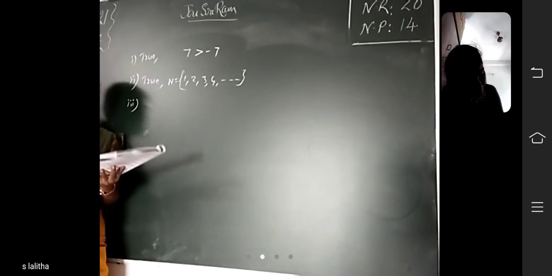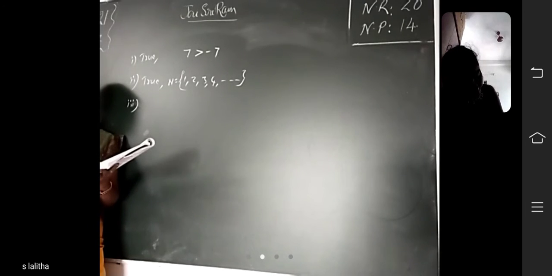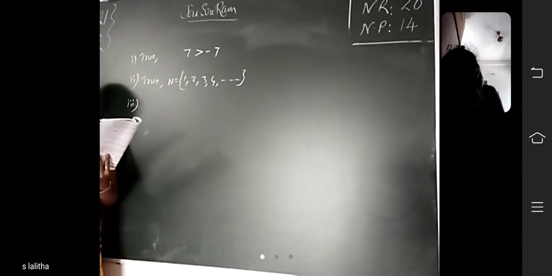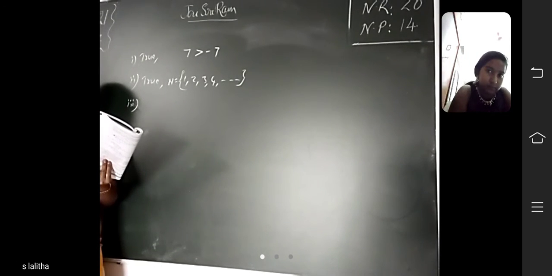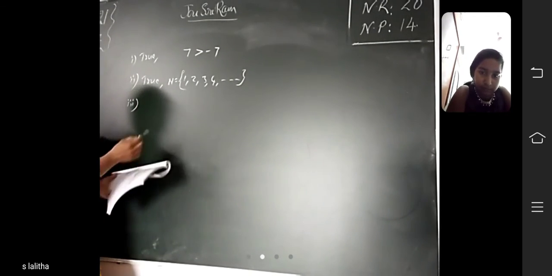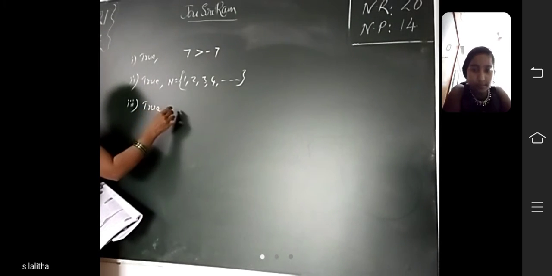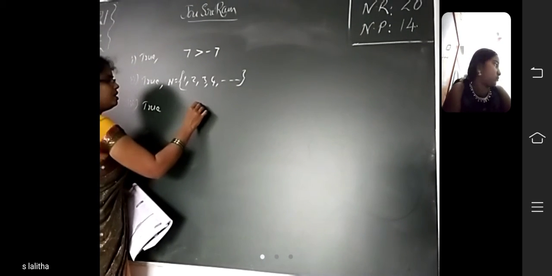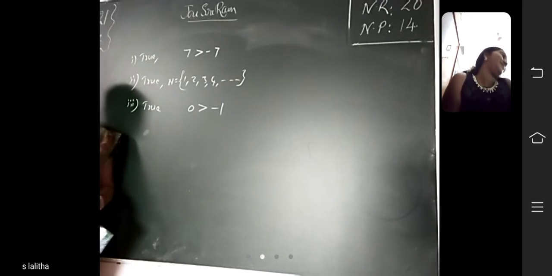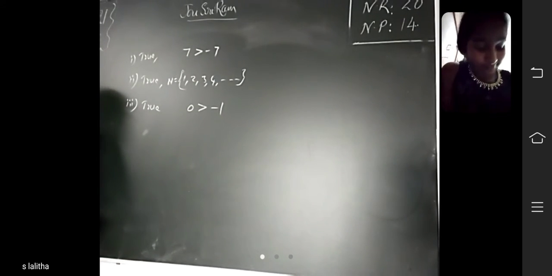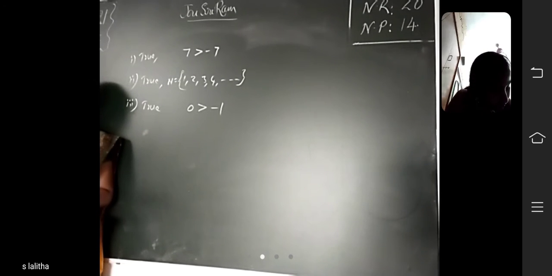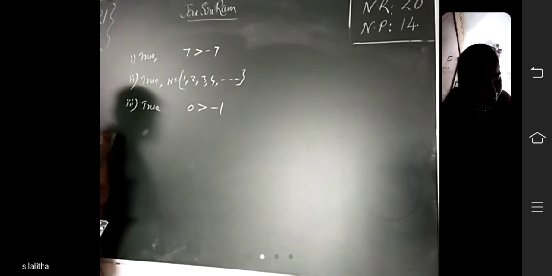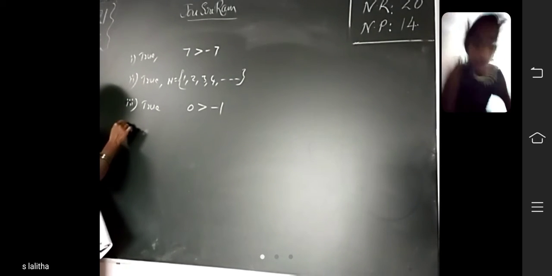0 is greater than a negative integer? Yes, true. What is the example? 0 is greater than minus 1. Where does 0 lie on the number line? After the negative integers, 0 lies, on the right side of the negative integers. So 0 is greater than negative integers.